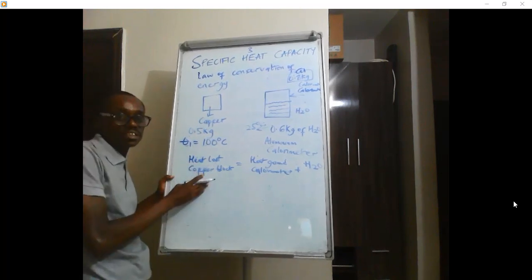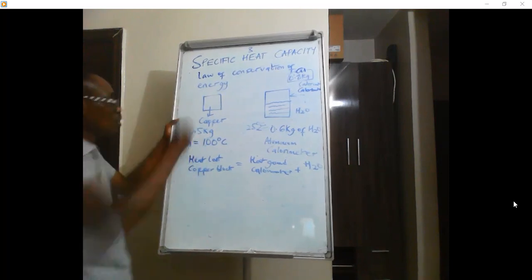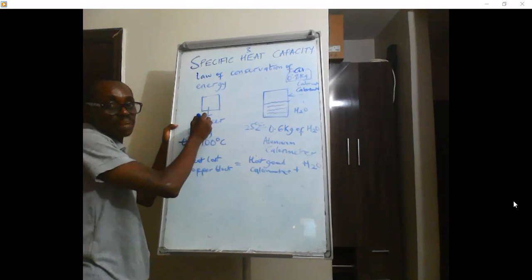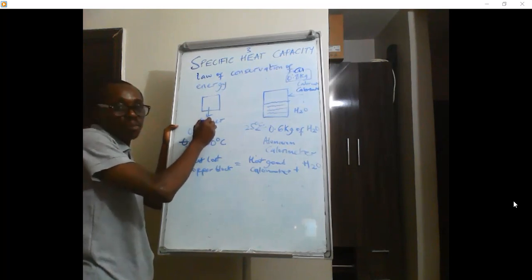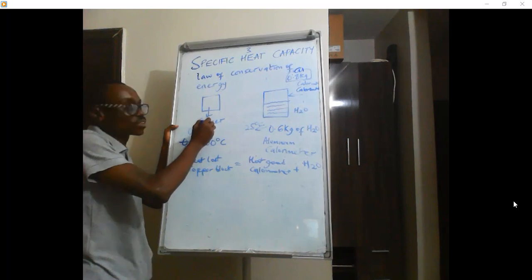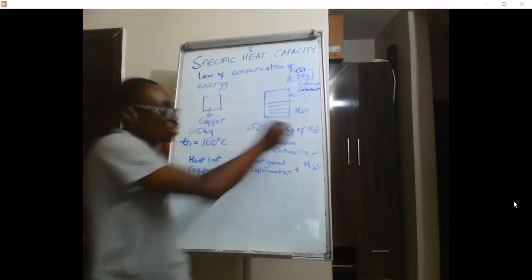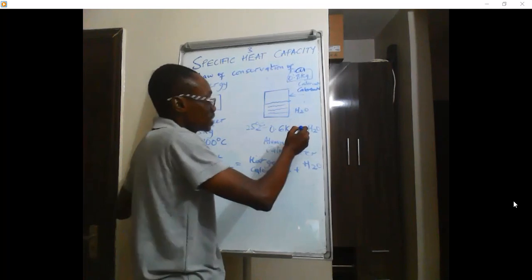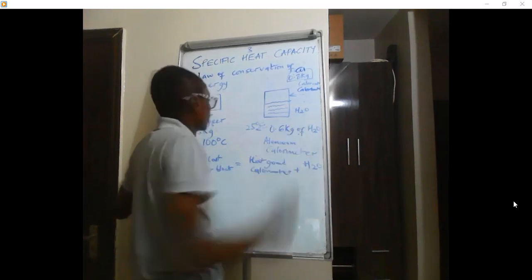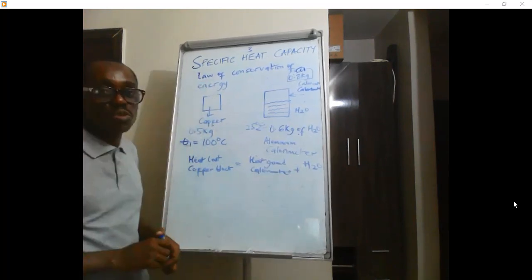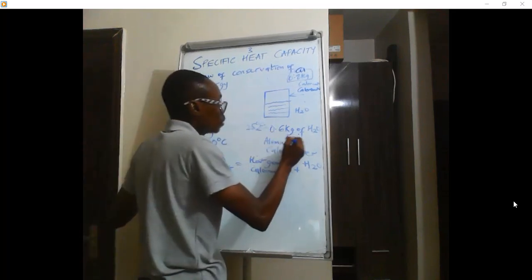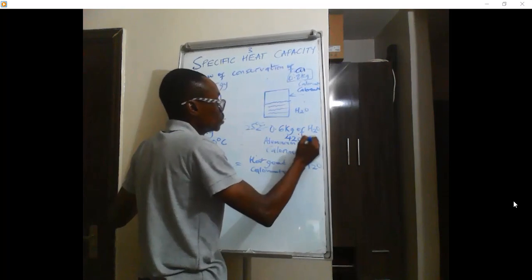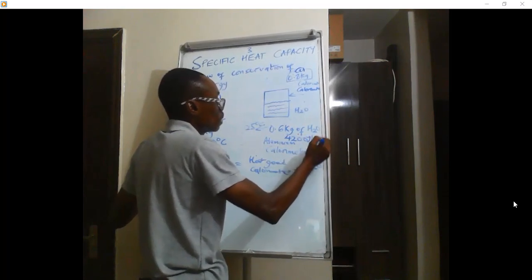Okay, how do you calculate the heat loss? You are going to need to know the specific capacity. You are looking for, let's assume we want to calculate the specific capacity of copper, we don't know it. Okay, but we know the specific capacity of water. We know the specific capacity of what? Of water. That of water is 4,200 joules per kilogram per Kelvin.